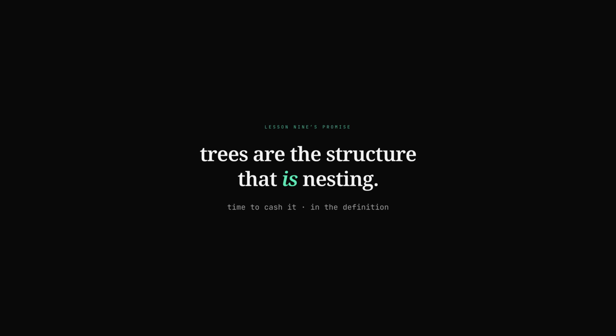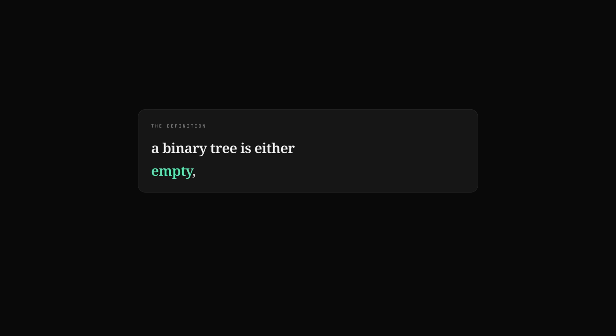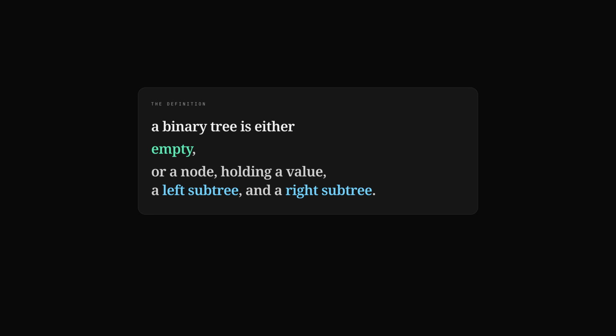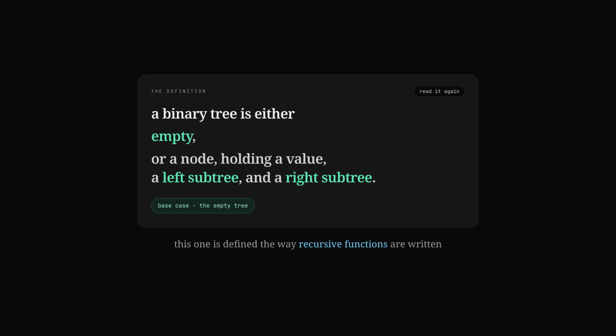Time to cash it in, because the payoff happens in the definition. A binary tree is either empty, or a node holding a value, a left subtree, and a right subtree. Read that again. The definition refers to itself, twice. Every structure before this one was defined by arrangement, slots in a row, nodes in a chain. This one is defined the way recursive functions are written. A base case, the empty tree, and a self-reference, the 2 subtrees. Recursion stops being a technique you apply to a problem and becomes the shape of the data itself.